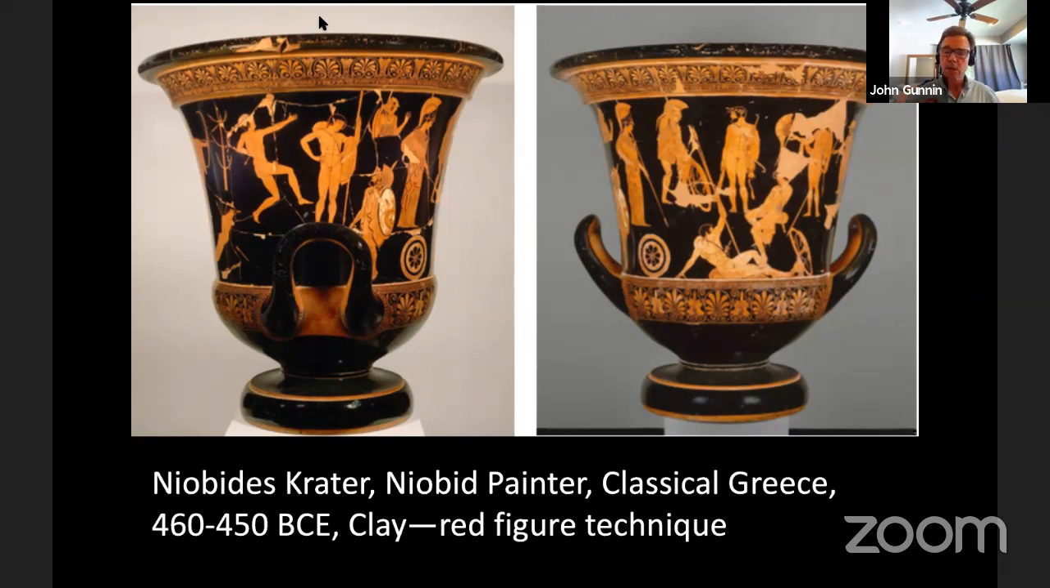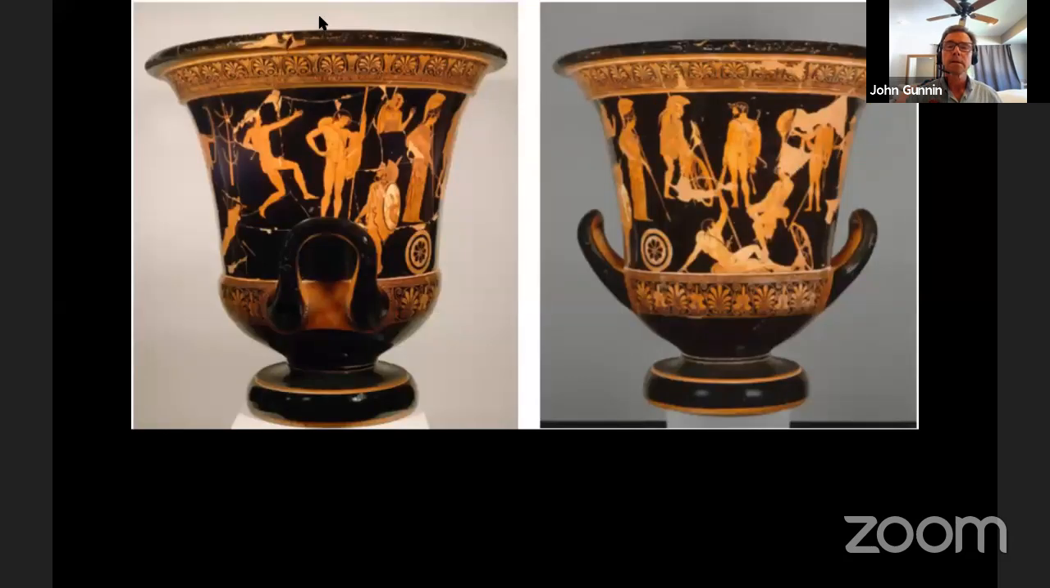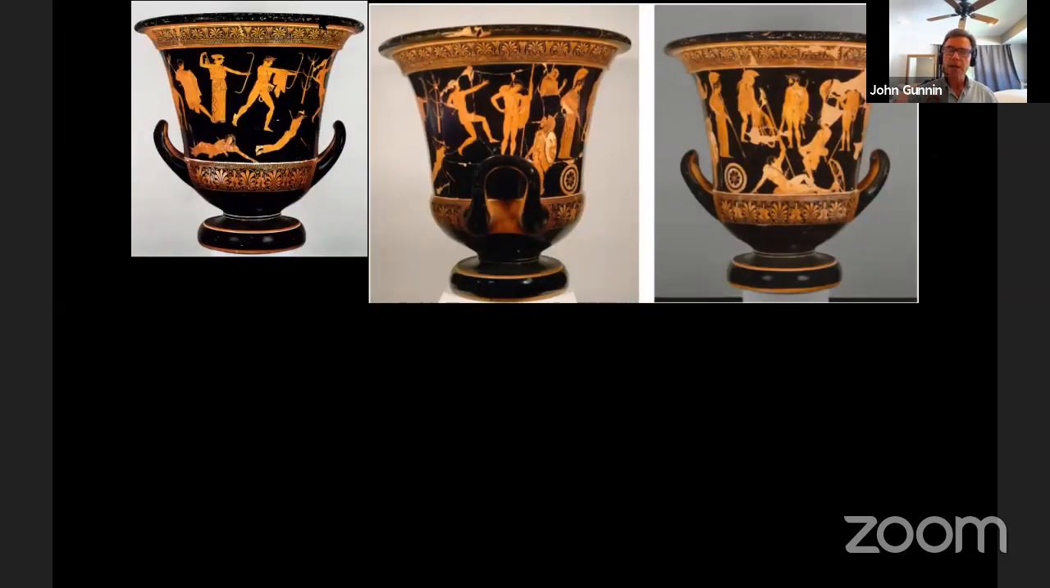Okay, so let's go to all three sides of this, different views. Here we go. So over on the left, I just want to tell a little bit about it's the Niobetes crater, because this is the story of Niobe. Niobe was a woman who bragged about her 14 children, 7 sons and 7 daughters.